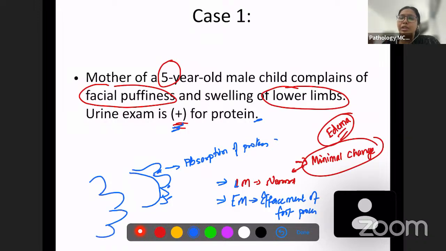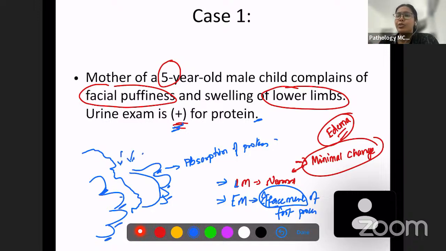But in minimal change disease, what is going to happen? There's effacement of foot processes. Effacement is nothing but you don't have these areas. You will have something like this. When this area is not there, there's going to be a decrease in protein absorption. When protein is not absorbed, it's going to get excreted out in the urine. So when it is excreted in the urine, it is going to produce proteinuria.